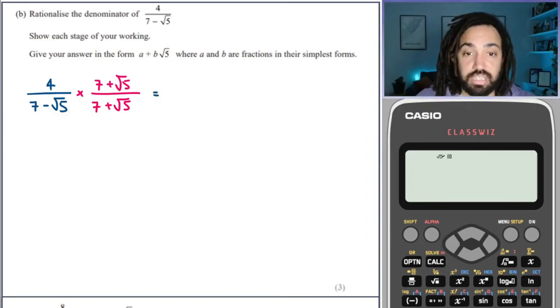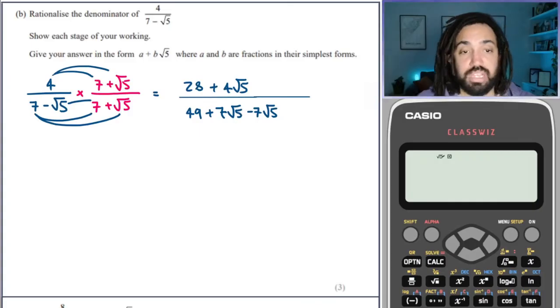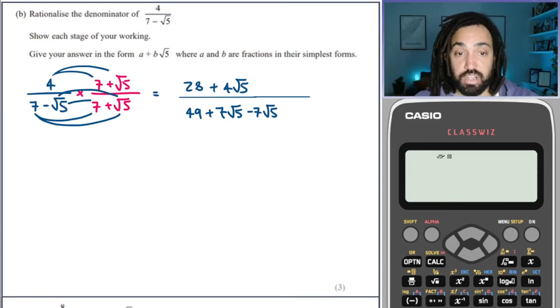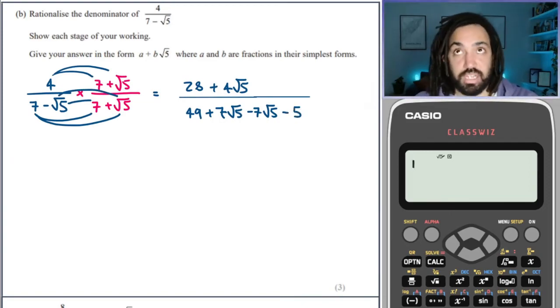Perfect. Okay, so multiplying the top, 4 times 7, 28. 4 times root 5, 4 root 5. The bottom, 49, plus 7 root 5, minus 7 root 5, and then the final one would be minus root 5 times root 5, which is minus 5.